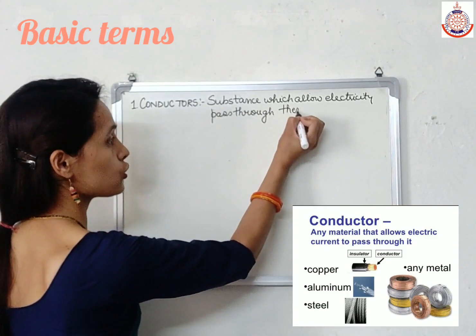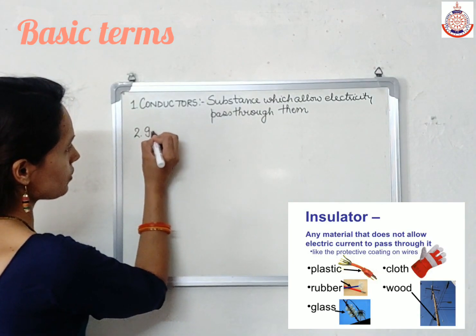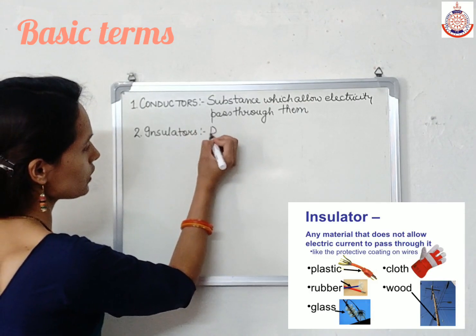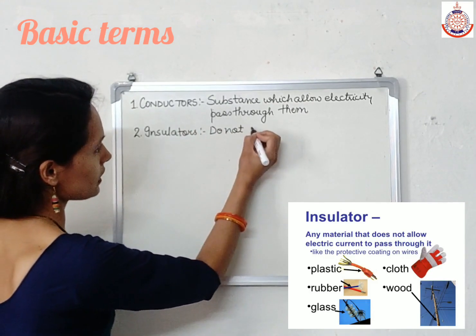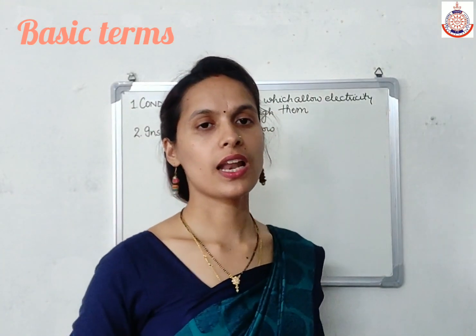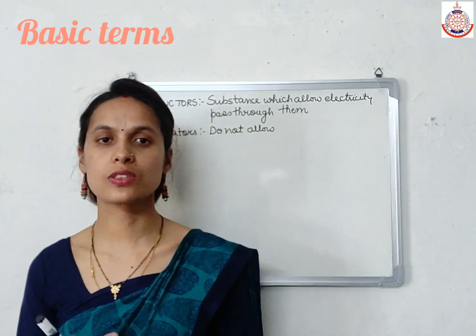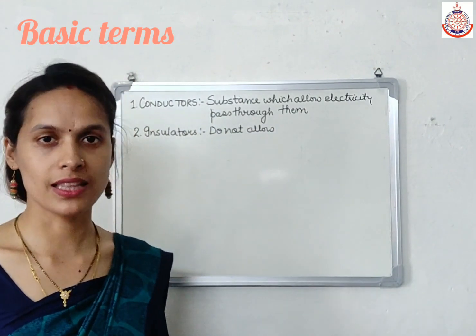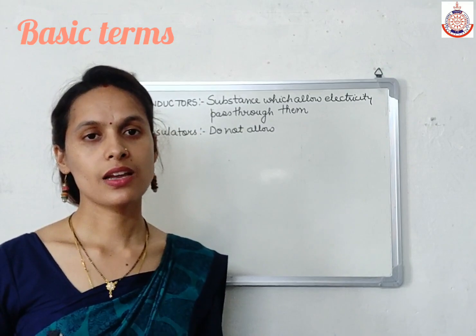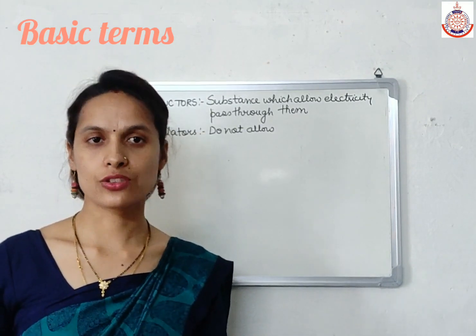The substances which do not allow electricity to pass through them are known as insulators. So what are insulators? Insulators are the substances which do not allow electricity to pass through them. Conductors are the substances which allow electricity to pass through them, just like metals. Metals are conductors because they allow electricity to pass through them. Whereas non-metals or rubber do not allow electricity to pass through them, so they are insulators.